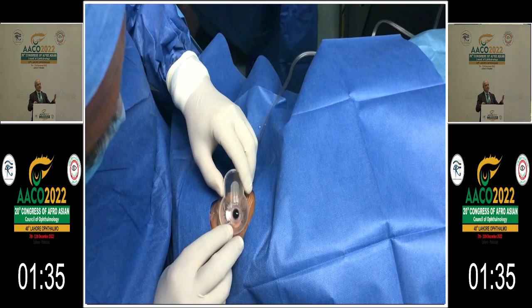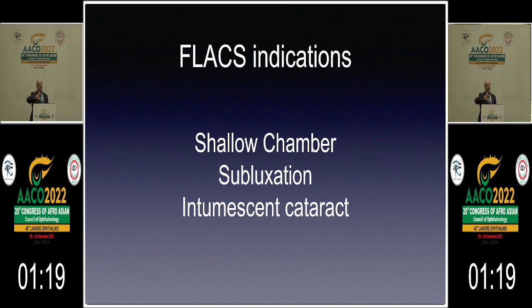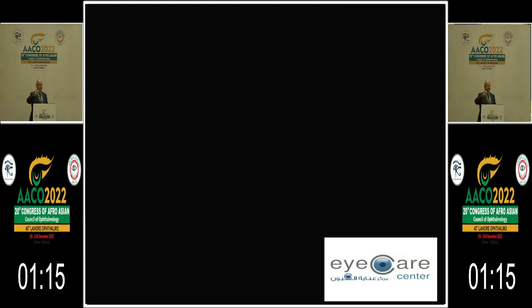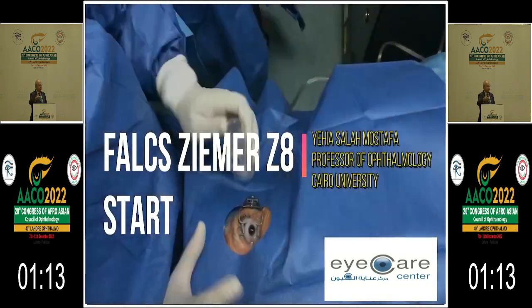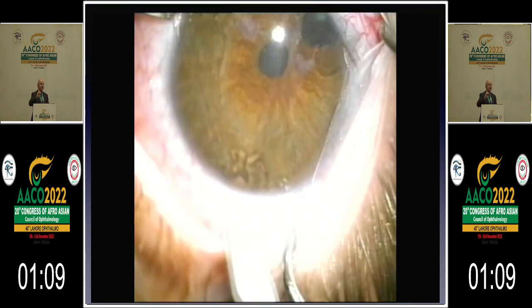But in subluxation as well, it is useful because, as I have seen in the session on subluxation, sometimes it is difficult to do a capsular axis, and sometimes you will induce more stress on the zonules in such cases. So femtolaser is not the only way to do cataract surgery. It's not the way to go now, but still it has its advantages in some challenging cases. Thank you for your attention.